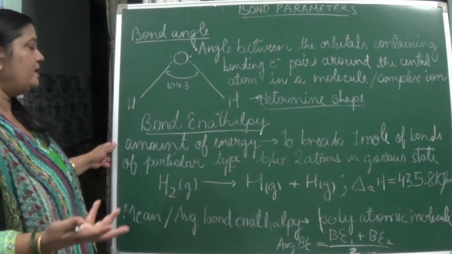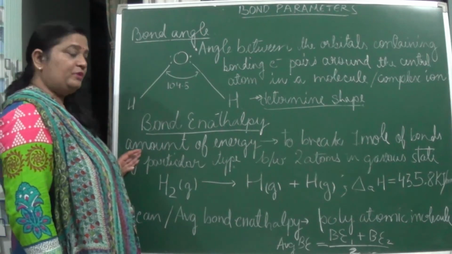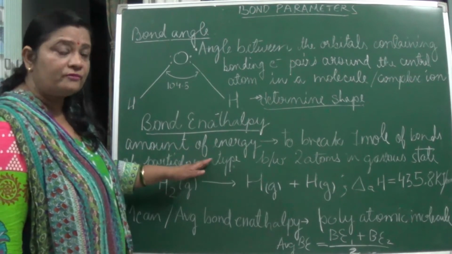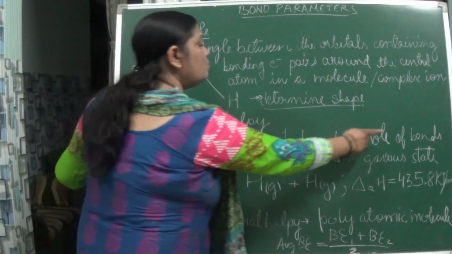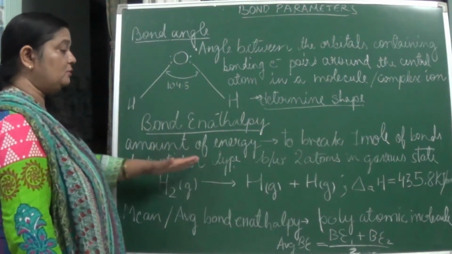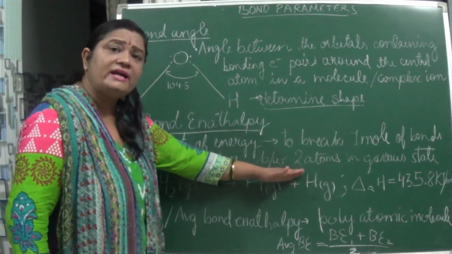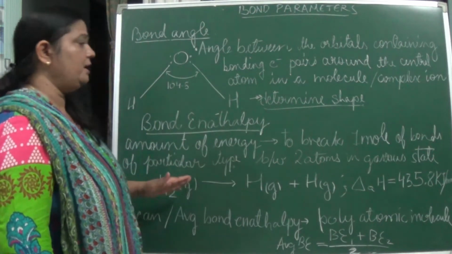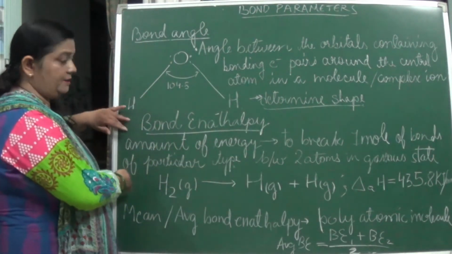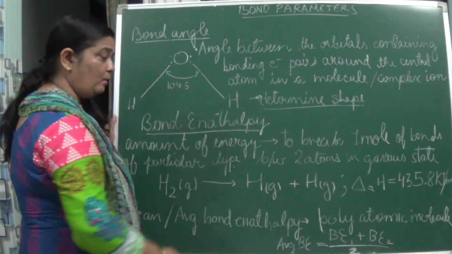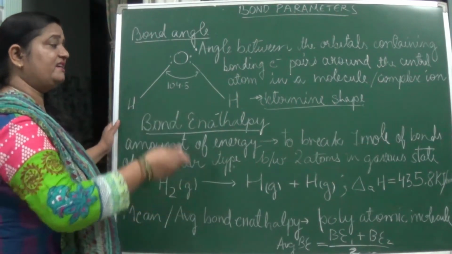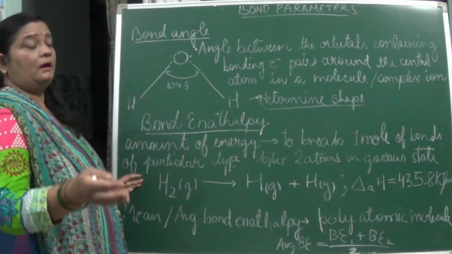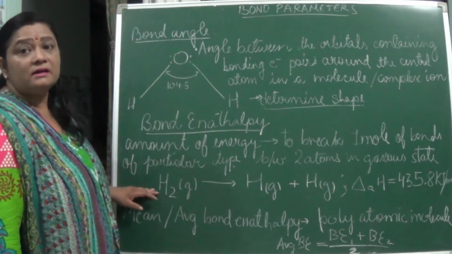Okay, so what is this bond enthalpy? It is the amount of energy required to break 1 mole of a bond of a particular type between two atoms which are in the gaseous state. If we want to understand this definition, it is a simple one. It is just the energy required to break 1 mole of bonds between two atoms in the gaseous state.